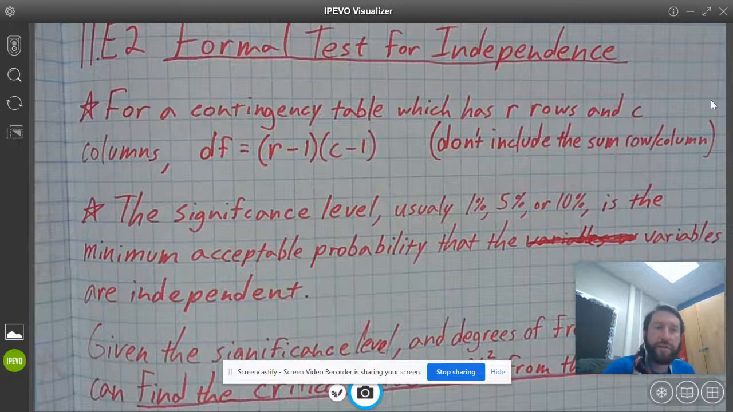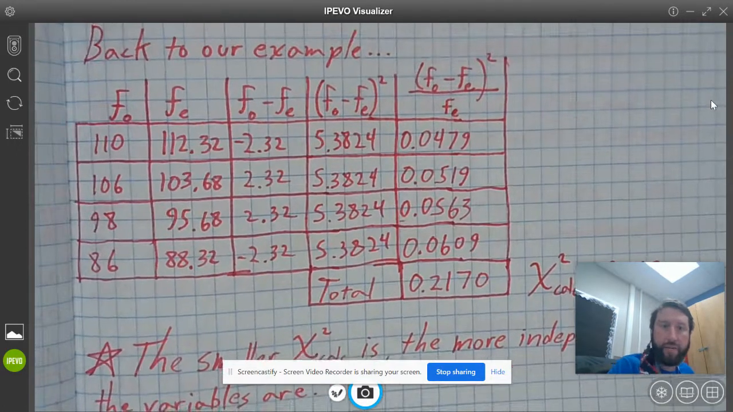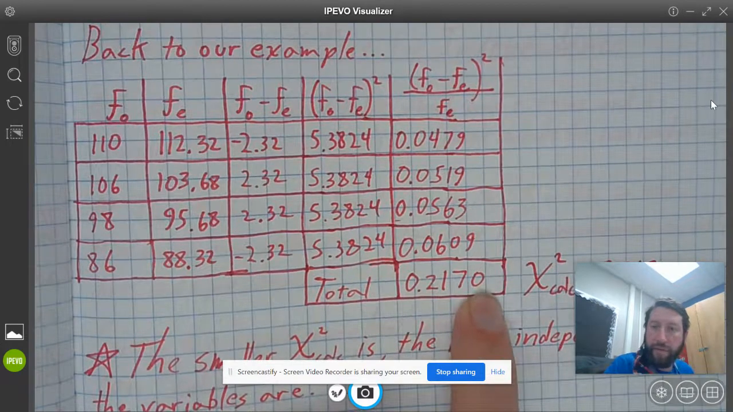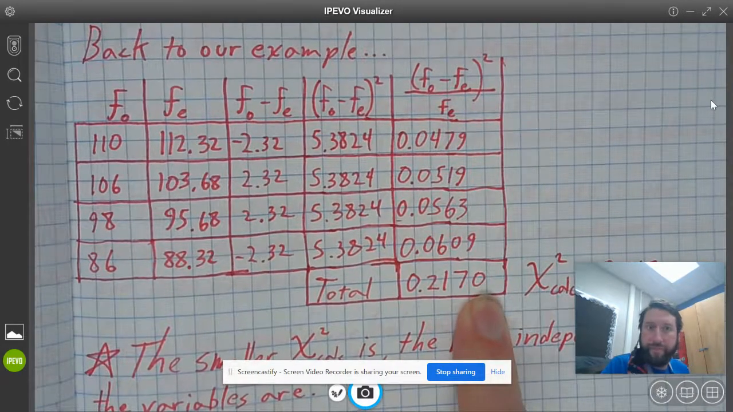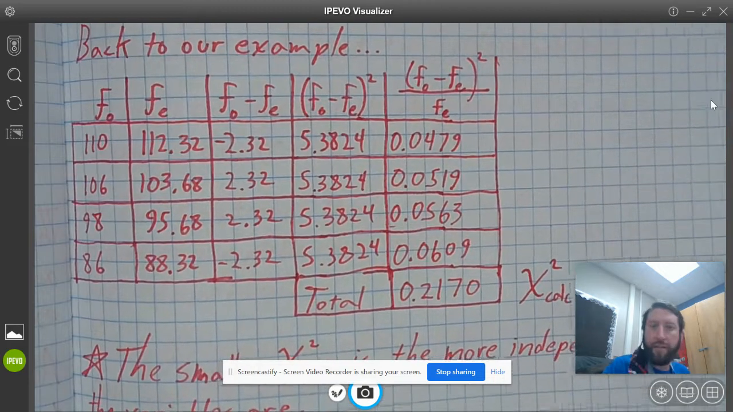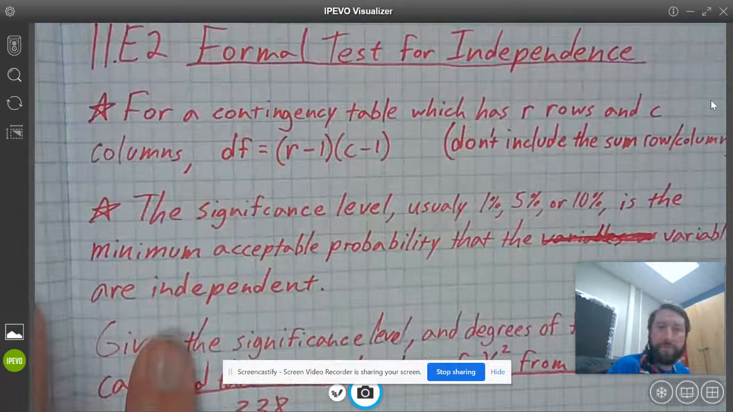Right, so this is section 11E2. Before, we figured out how to calculate chi-squared, so we got some sort of a value. In this case, our value was 0.2170. But what do you do with that? Remember, the whole point of chi-squared is to see whether these variables are independent. So that's what brings us to this one.